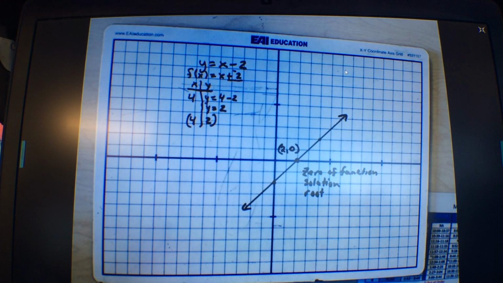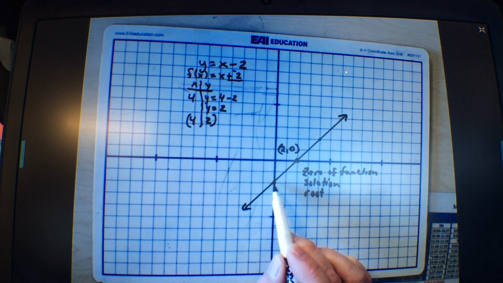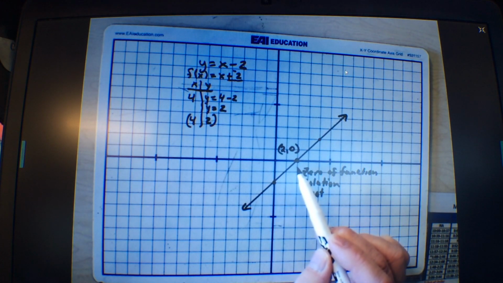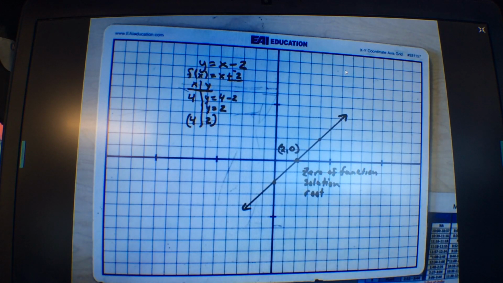So is there a 0 of the y? Yes, right here. But it's not called a zero of the function. It's called the y-intercept. This is called the x-intercept, but it's also called the zero of the function. It makes the function 0. That's why it's called a zero of the function. It's also called a solution or a root.